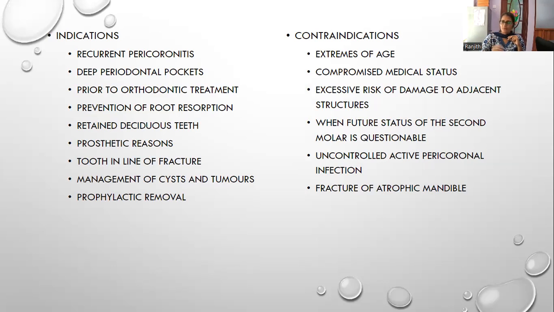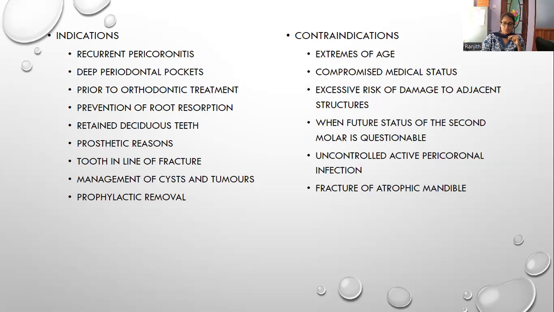Now coming to the contraindications. Contraindications can be extremes of age. That is, if your patient is too young or the patient is too old, compromised medical status of the patient, if there's an excessive risk of damage to the adjacent structures, if there's a nerve or canal passing right under the tooth, when the future status of the second molar is questionable, because the second molar can be vastly destructed and that might require removal.